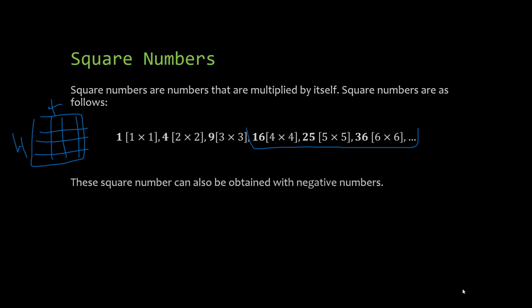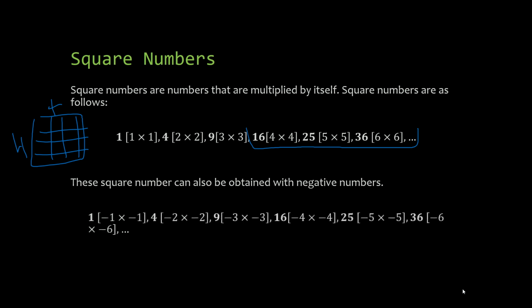You can also get square numbers when you have negative numbers, but the negative numbers must be the exact same. For instance, we can also obtain the value of 1 by simply multiplying -1 by -1. We could also obtain the value of 4 by simply taking -2 and multiplying it by -2.